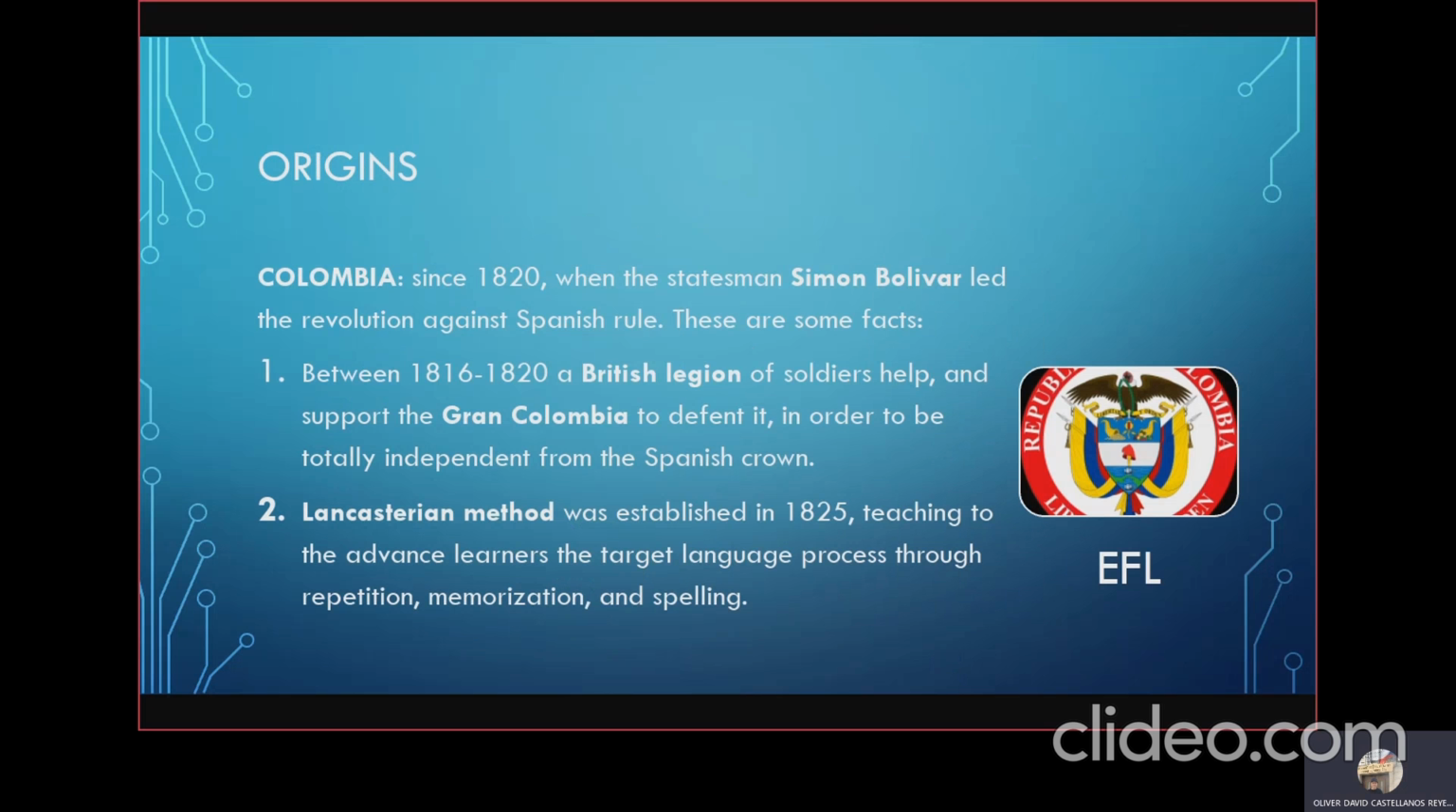Origins. Colombia since 1820, when the statesman Simón Bolívar led the revolution against Spanish rule. These are some facts. Between 1816 and 1820, a British legion of soldiers helped and supported Gran Colombia to defend it in order to be totally independent from the Spanish crown. And the Castro method was established in 1825, teaching the target language to advanced learners through repetition, memorization, and spelling. So this is the main flag of Colombia, and I identified it as English as a foreign language.